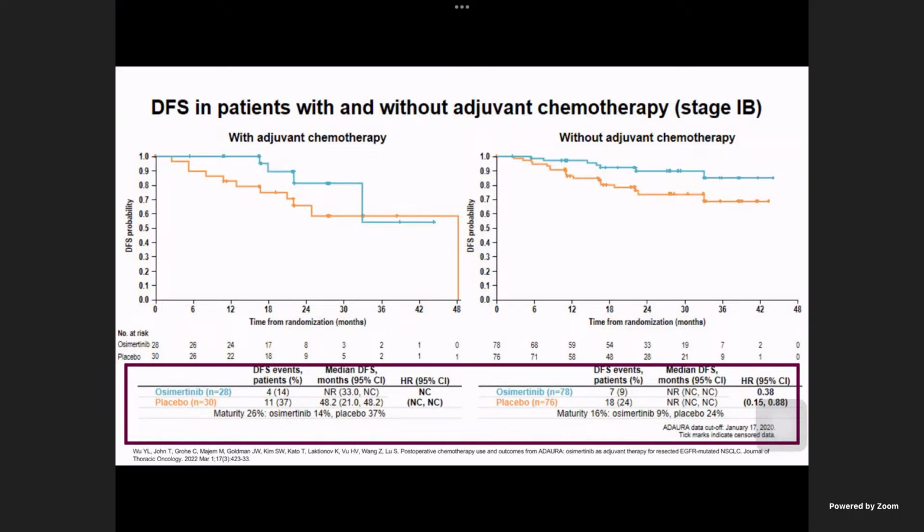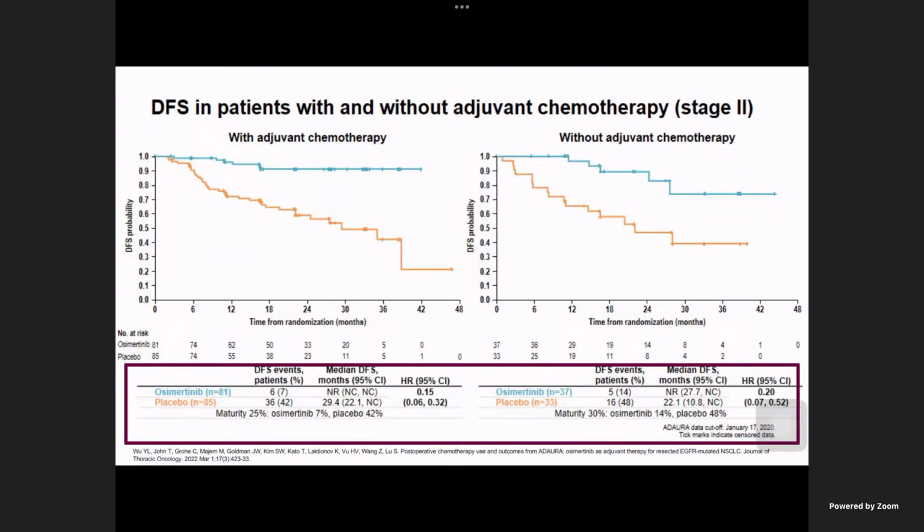So again, if we look at it stage-wise, stage 1B with adjuvant chemotherapy, the curves are close together. But without adjuvant chemotherapy in stage 1B patients, the benefit is clearly there and it is maintained; the curves are still separate. So stage 2 with adjuvant and without adjuvant, again we can see the gap between the two curves has become wider. This is 1B, this is 2.